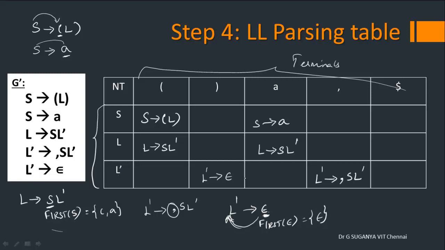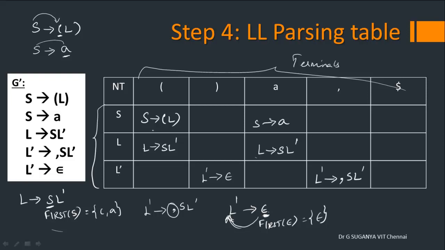So this construction is pretty simple. You just have to take each and every production and find out what the first symbol is. If it is a terminal, directly add it. If it is a non-terminal, take its first and add all those symbols. If that first contains an epsilon, move to the left and add this production to the follow of that left symbol, which is nothing but the parent.